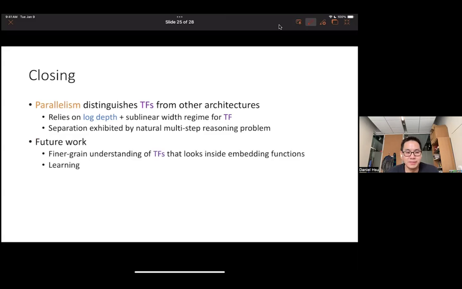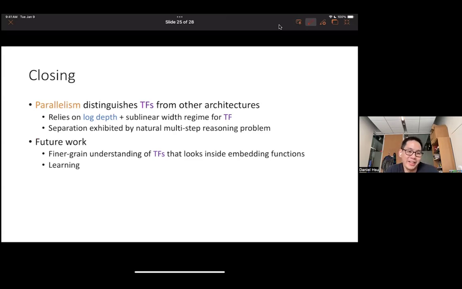Of course, there's a lot of future work left to do. One thing that we are completely ignoring is the complexity of what happens inside of these embedding functions, other than the bit precision of the numbers that they deal with. And there turn out to be some issues with doing this. In particular, some positive results that you might get using this connection to MPC would imply that the size of these embedding functions might need to be extremely large. So this is something that we're interested in looking into further.